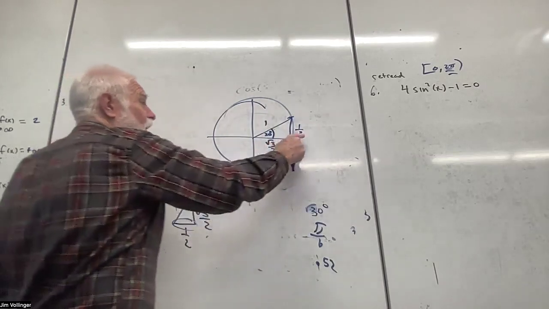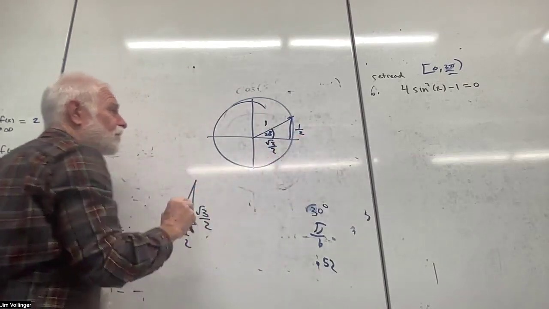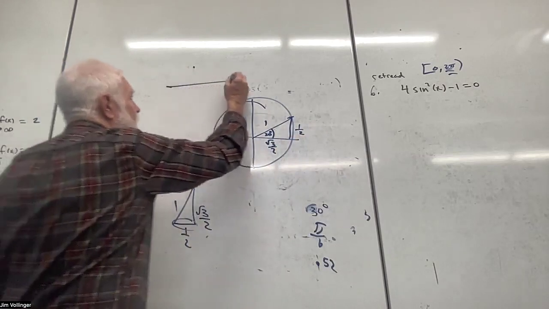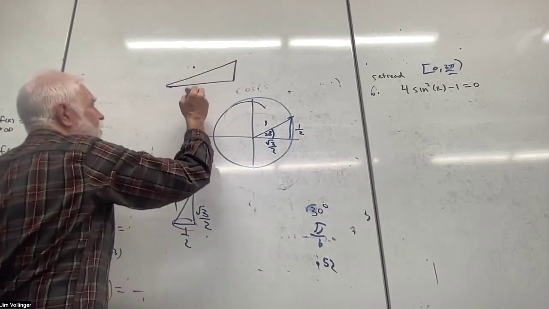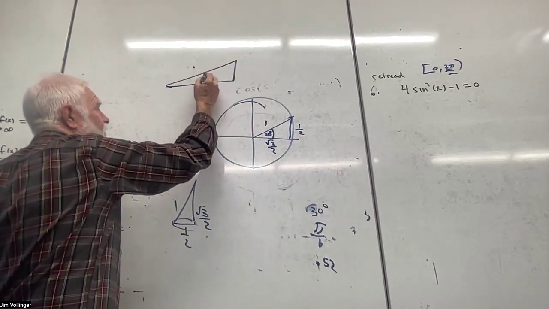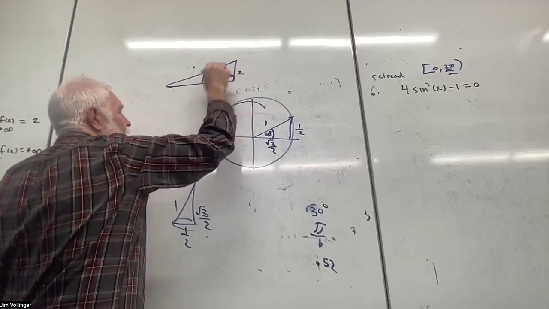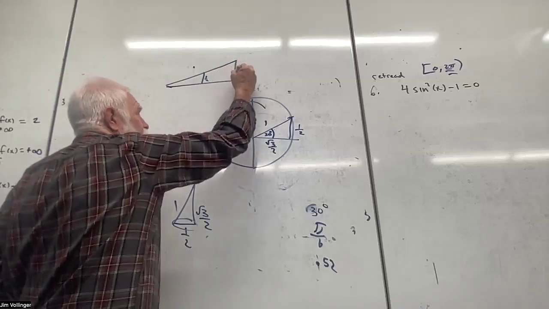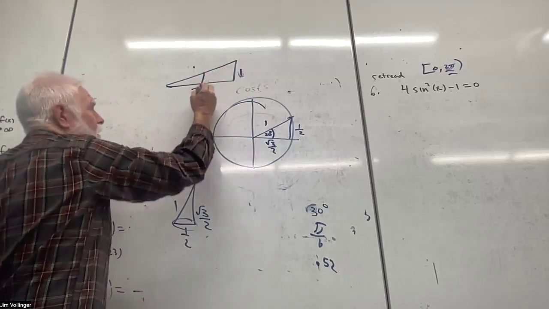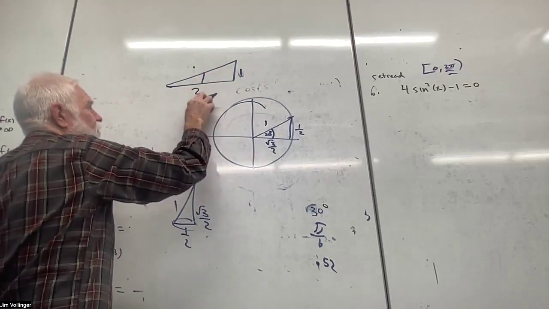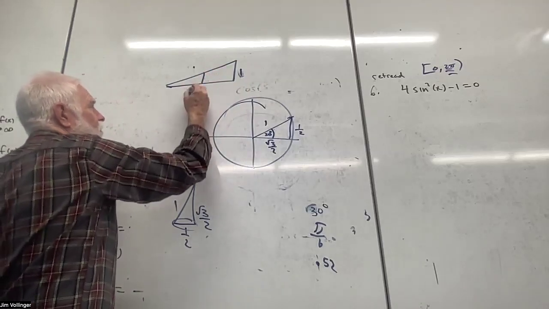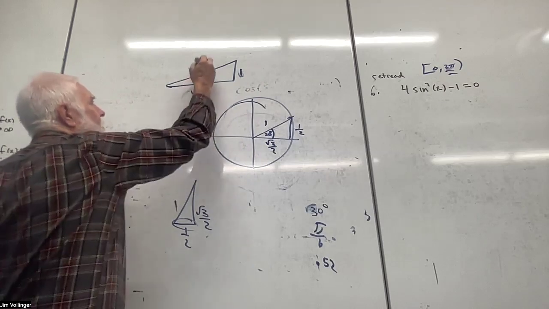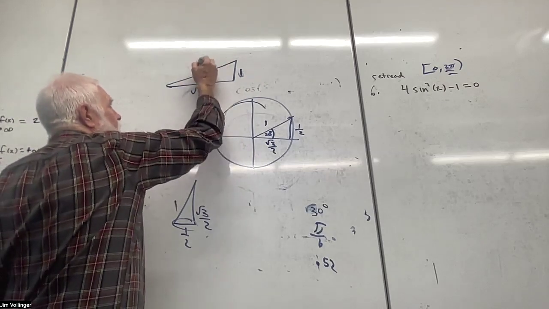Now, instead of dividing a half by root 3 over 2, I think it's useful to have this picture in your head, double the size. So right now that was a half. I'm doubling the size, which makes it a 1. That therefore is root 3 over 2, doubled is root 3, and doubling the radius.